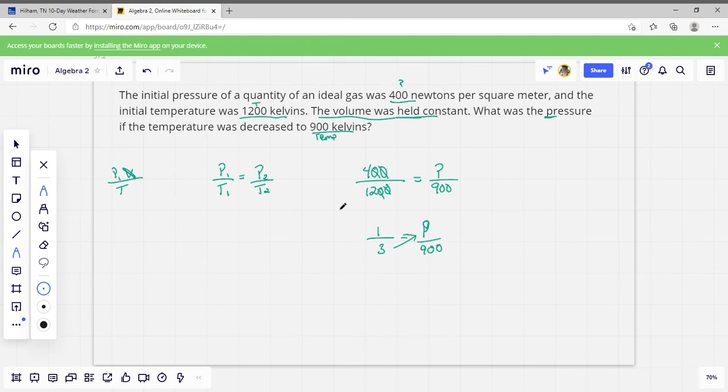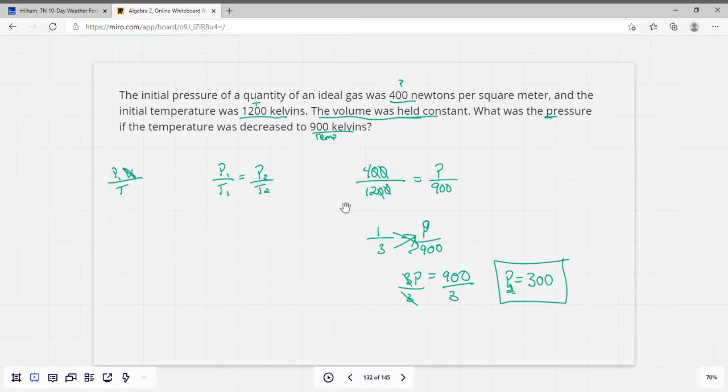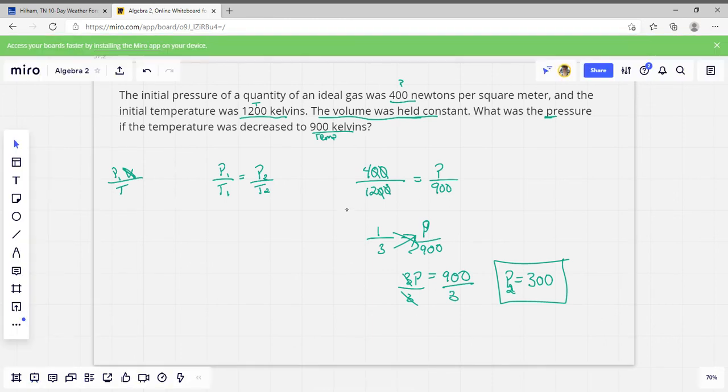Then I'm going to cross multiply, and I'm going to say 3P equals 900, and then I'm going to divide by 3. 3 times 3 is 9, so P equals 300. And it would be P2. All right, real easy, just have to know how to set up the problems.